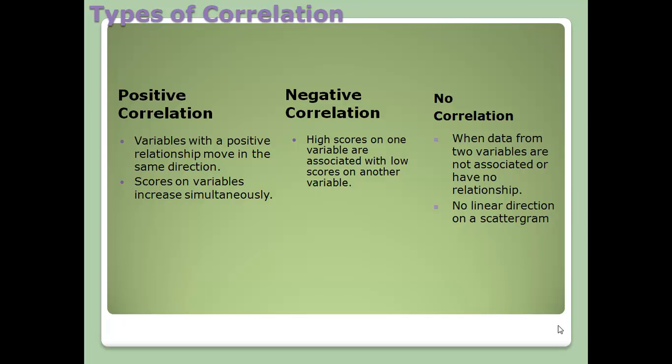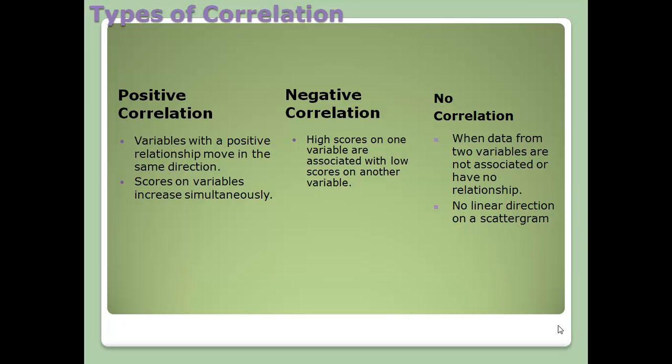A negative correlation, you might have high scores on one variable, but those are going to be related or associated with lower scores on another variable that they are directly related to. So you're going to have like a double band, or they will bottom out.